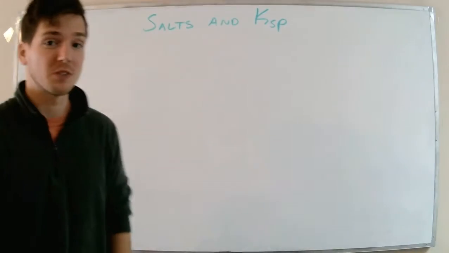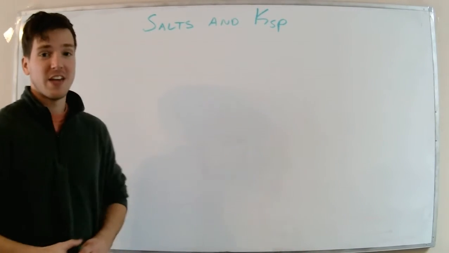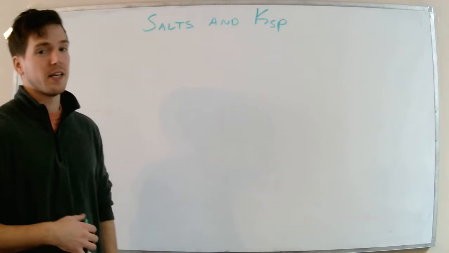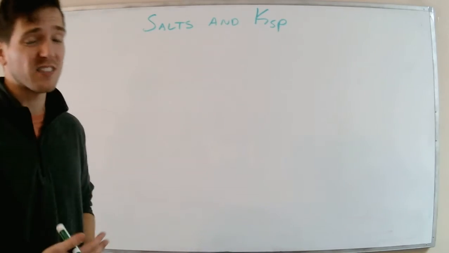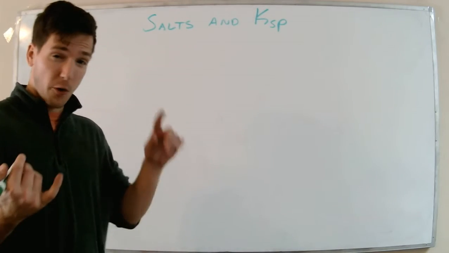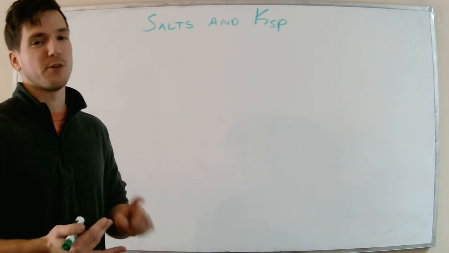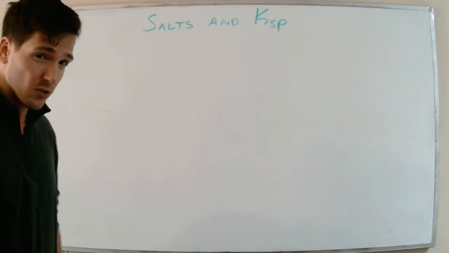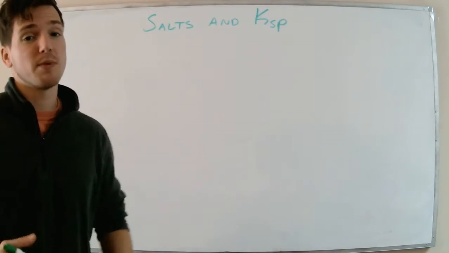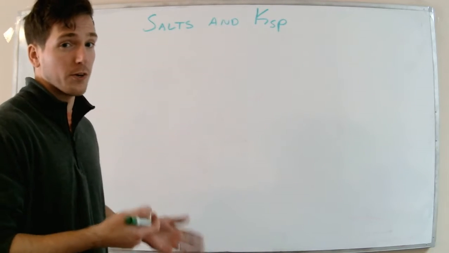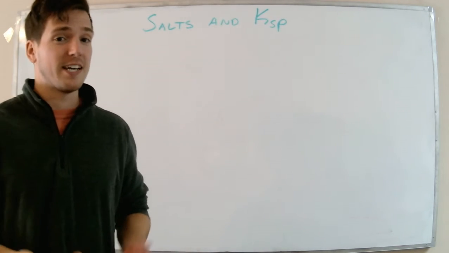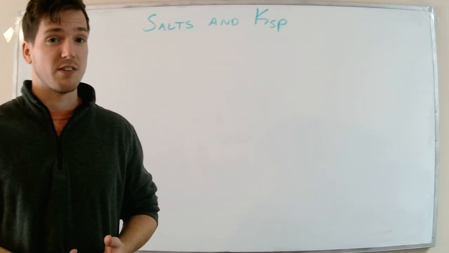Hey everyone, so today we are talking about salts and KSP. They are related in some way. When we have an acid-base reaction, it usually always produces water and a salt. And those salts, depending on what their makeup is, could be acidic, basic, or neutral. So we'll talk about today how to identify those salts as acidic, basic, or neutral.